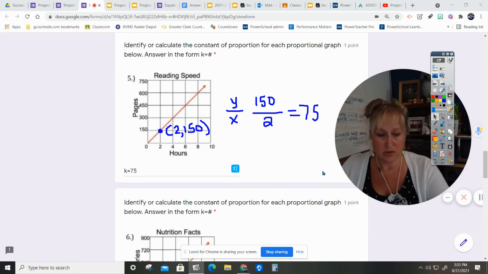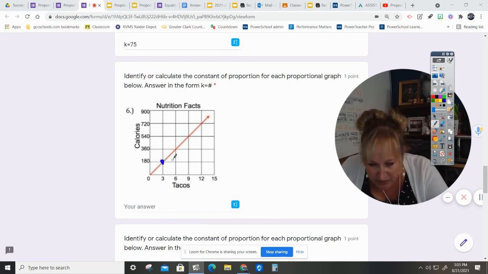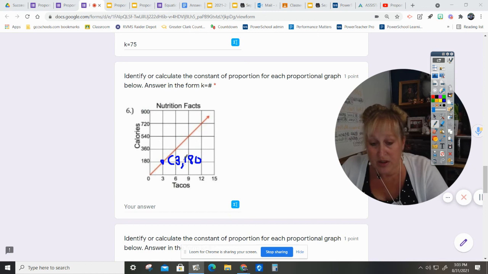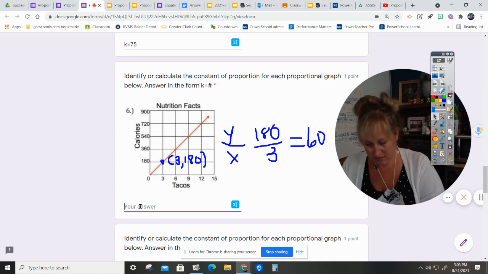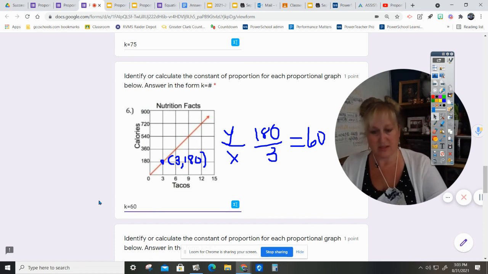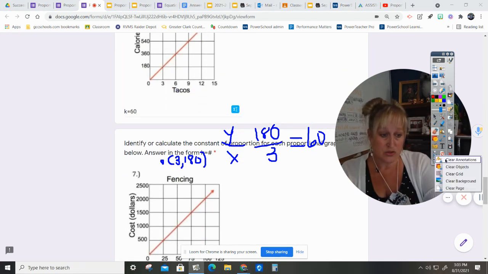Oops, put the wrong thing. Okay, I'm going to find another point. That point is right here. I'm going to label it. So that coordinate is x is 3, the y is 180. I know that I have to divide them. Y over x, y divided by x, which is 180 divided by 3. I know my calculation, it should be 60. So I'm going to put k equals 60.